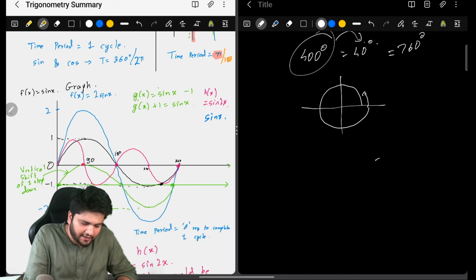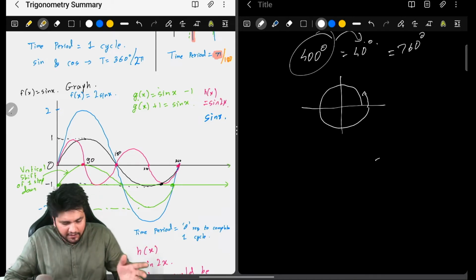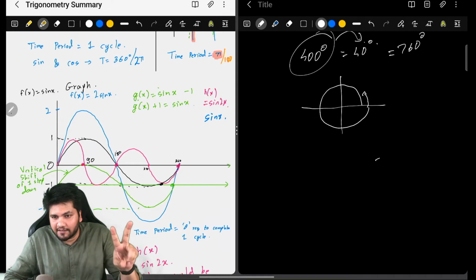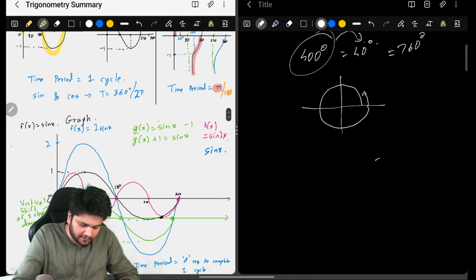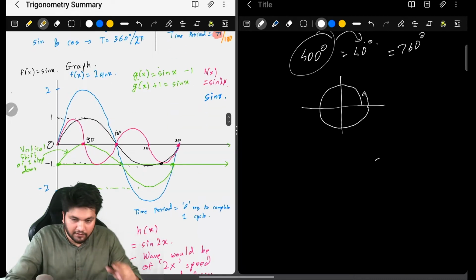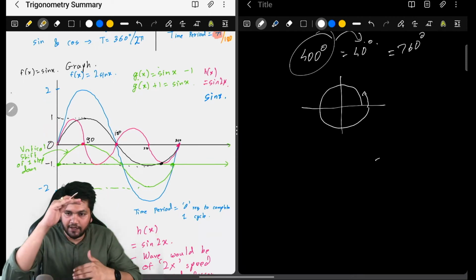First thing, if I have f of x is equal to 2 sine x, that means we are changing the amplitude. We amplify it or we reduce it, so that is basically an amplifier. The normal sine graph, the black one, only goes till 1. If it is 2 sine x, it will just be double: 2 steps up and 2 steps down. So as you can see, 0, 1, 2, and 0, minus 1 and minus 2. It will vary from 2 to minus 2.